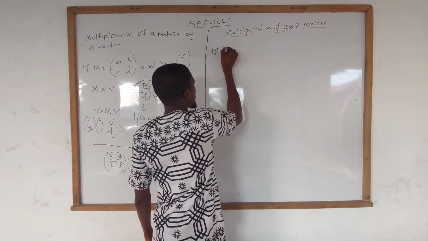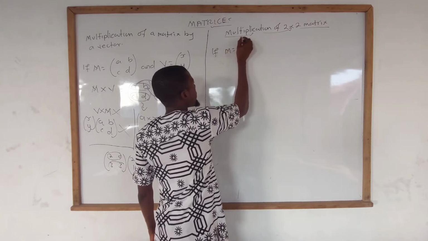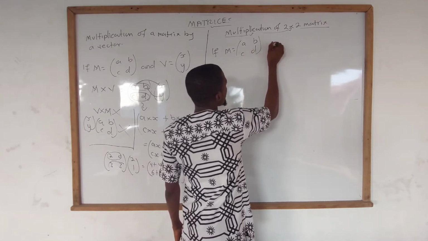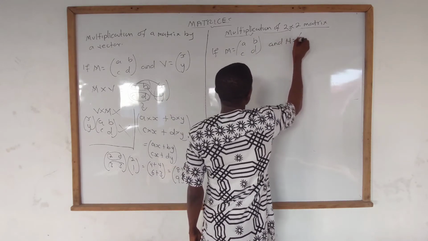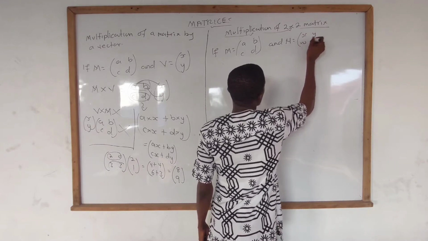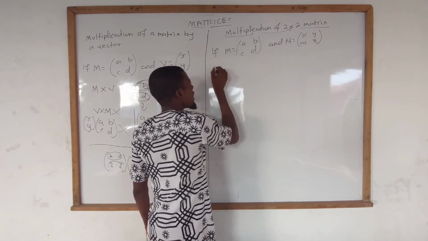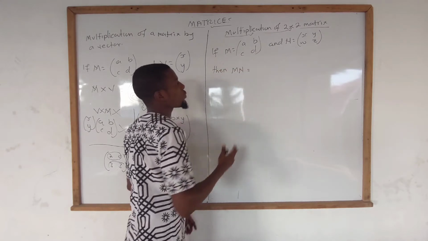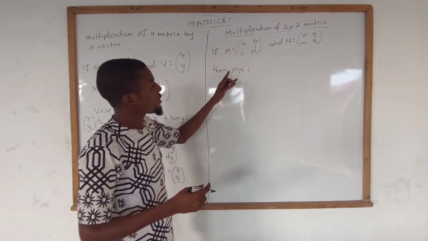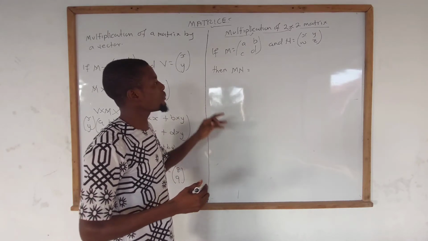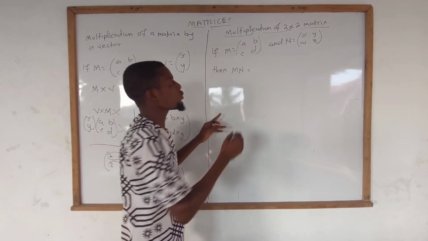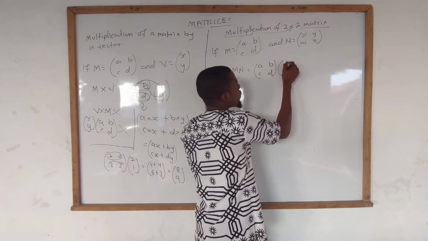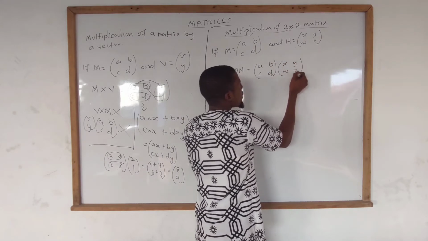So supposing I have a matrix M equals A, B, C, D, and N equals X, Y, W, Z. If I tell you to find MN, usually this is where students find it a bit difficult. If I tell you to find MN or M dot N, it means you are finding M multiplying N. This means you are multiplying the coordinates of M by the coordinates of what? N.